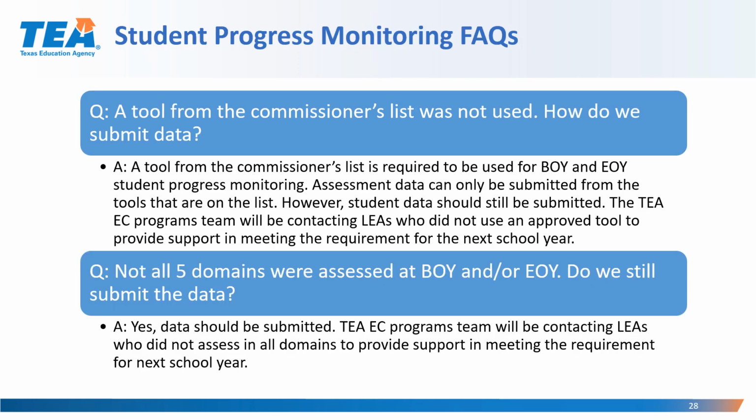Frequently asked questions for student progress monitoring. Question: a tool from the Commissioner's List was not used. How do we submit data? Answer: a tool from the Commissioner's List is required to be used for BOI and EOI student progress monitoring. Assessment data can only be submitted from the tools that are on the list. However, student data should still be submitted. The TEA Early Childhood Programs team will be contacting LEAs who did not use an approved tool to provide support in meeting the requirement for the next school year.